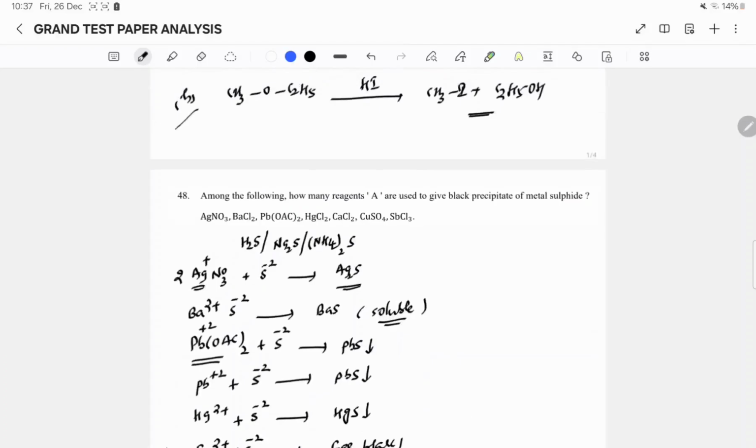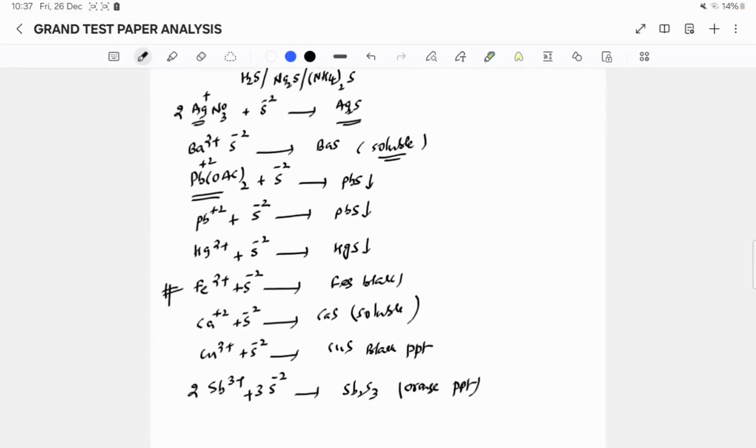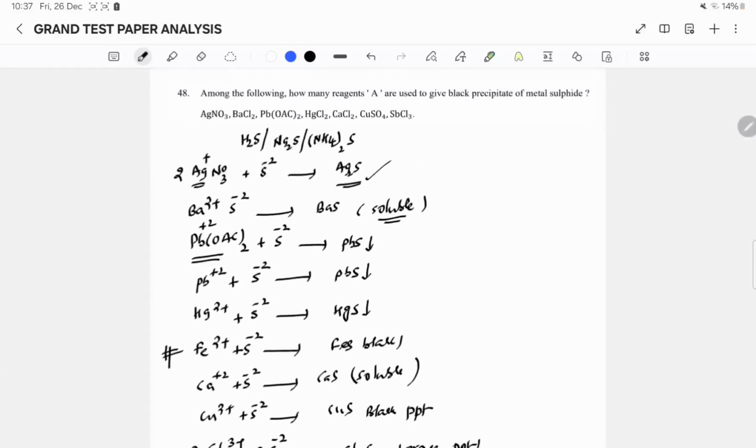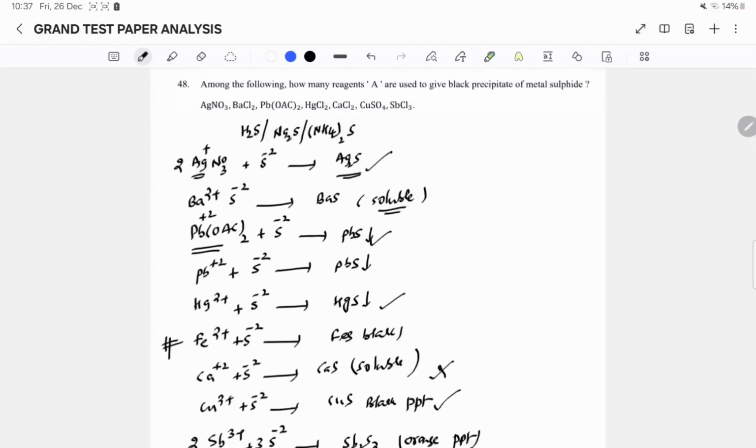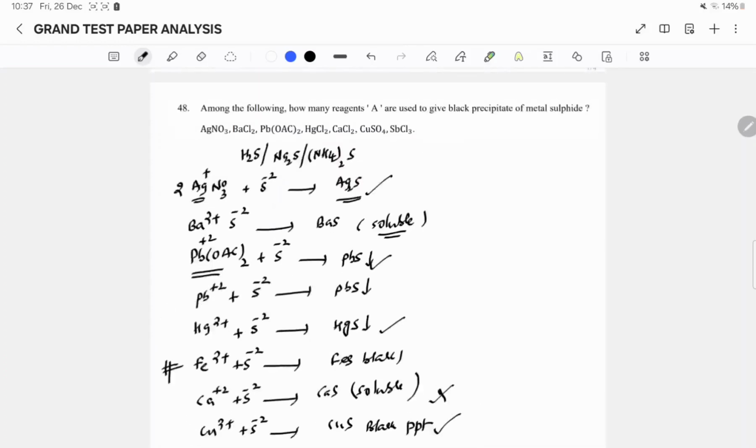So the given question is asking, student, very clearly, which of the following compounds give the black precipitate of metal sulfide? So look at, student. Ag2S is forming a black precipitate and lead acetate is forming. Mercury will be forming. Copper is forming. Right? So therefore, student, from the given statement, AgNO3 will give, Pb will give, Hg will give, copper will give. So the answer is 4 is the right answer, student.